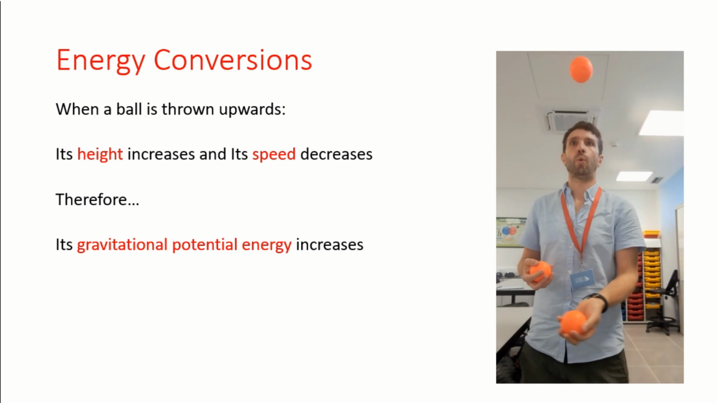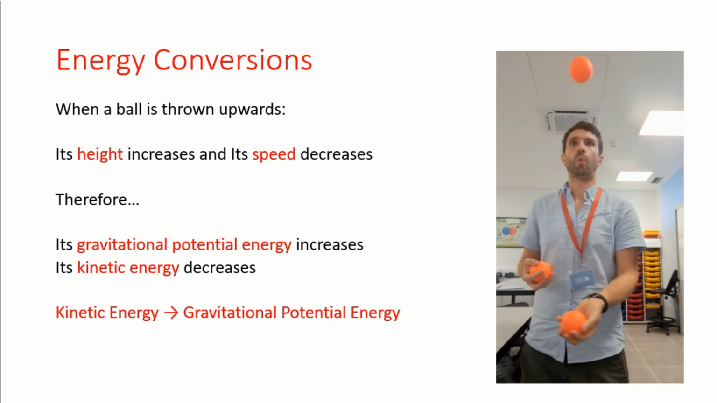Similarly, we know that the ball as it leaves my hand is going to have a high speed, and it's therefore going to have a lot of kinetic energy. At the top, we know it's moving more slowly, and so therefore the kinetic energy must decrease. In other words, what we've got here is conversion of energy between two energy stores, which is that kinetic energy at the bottom is becoming gravitational potential energy at the top. Remembering, of course, that our principle of conservation of energy is always applicable here, that the total energy is always the same.